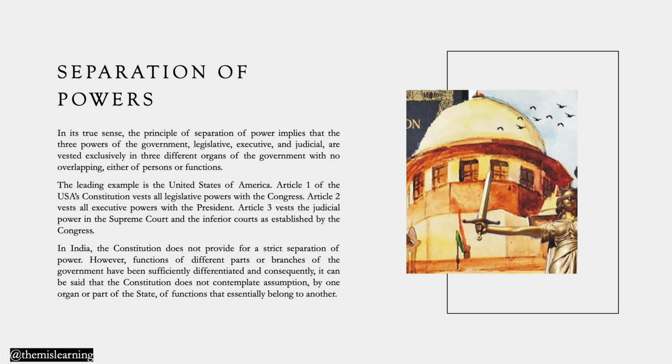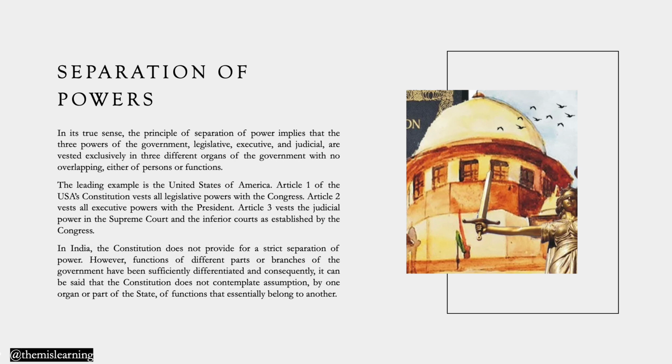Now, the final distinctive feature of the Indian Constitution that would be discussed in this video is separation of powers. In its true sense, the principle of separation of power implies that the three powers of the government, which are legislative, executive, and judicial, are vested exclusively in three different organs of the government with no overlapping, either of persons or functions. The leading example is the United States of America.